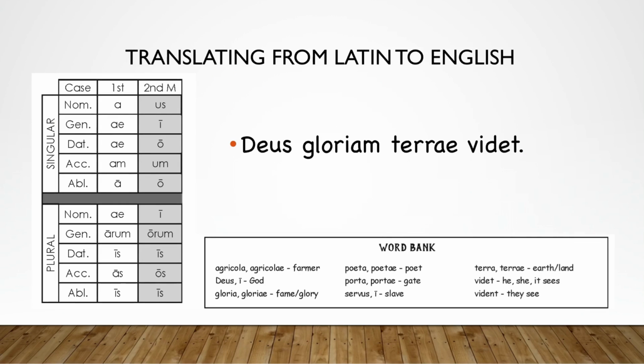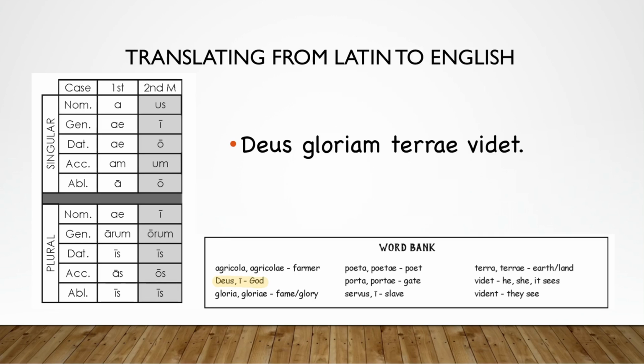Alright, code breakers, we got this. Let's crack this code. Deus gloriam terrae videt. Let's go one word at a time and identify the gender, number, and case. Deus is our first word, and you can see it in your word bank. Deus, Dei, which means God.